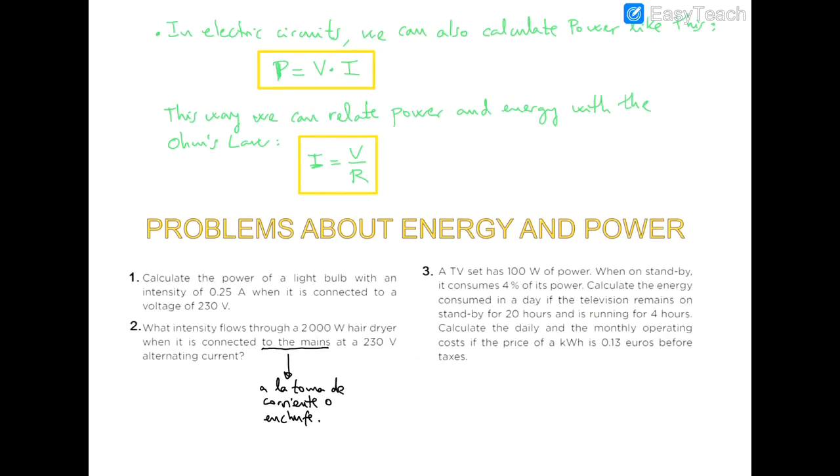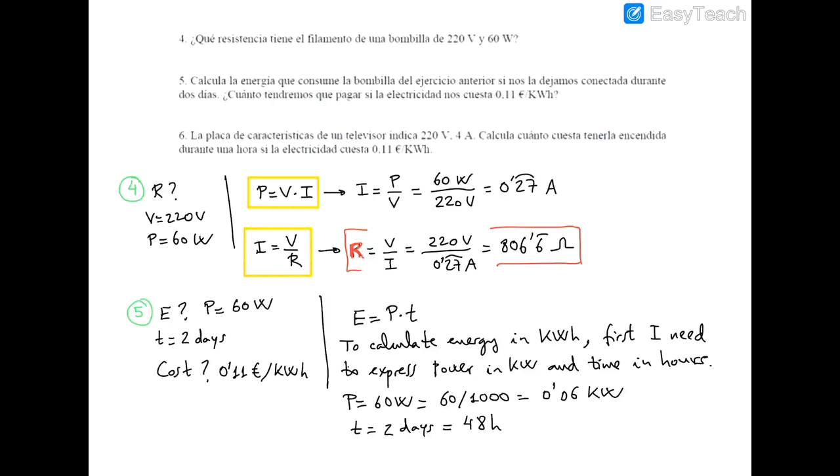In electric circuits, we can also calculate power like this, with this formula. And that way, we can relate power and energy with the Ohm's law. Para finalizar, os he resuelto los ejercicios 4 y 5 que estáis viendo, en los que ponemos en práctica lo que acabamos de decir sobre las magnitudes de la potencia y la energía eléctrica, que a su vez, como veremos, las podemos relacionar con las otras 3 magnitudes mediante la ley de Ohm.